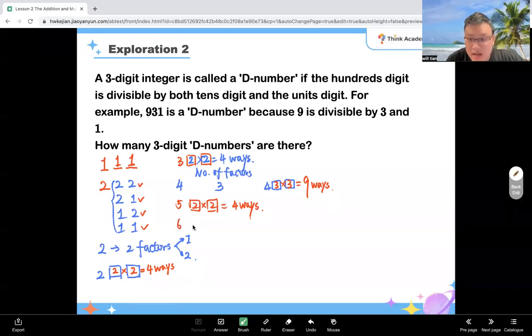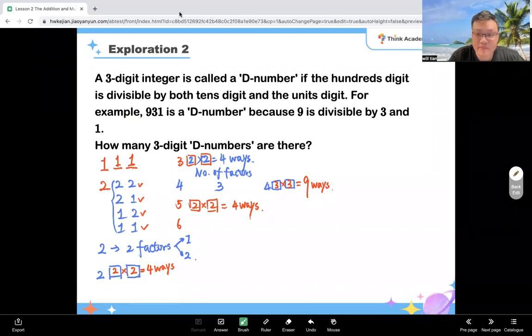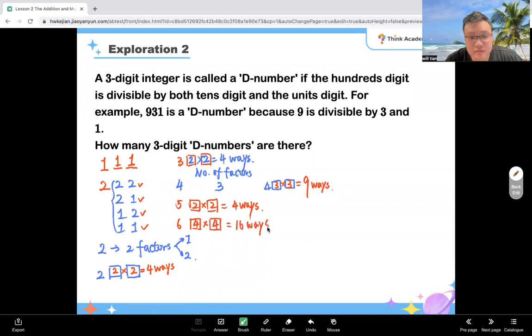Okay, guys, let's move on to 6. So as for number 6, how many factors do we have? How many? Is that 4 factors? 1, 6, 2, and 3, right? So after 6, for the tens digit, you got 4 choices because you got 4 factors. And also the ones place will be the same, right? So let's see, it will be 16 different ways.